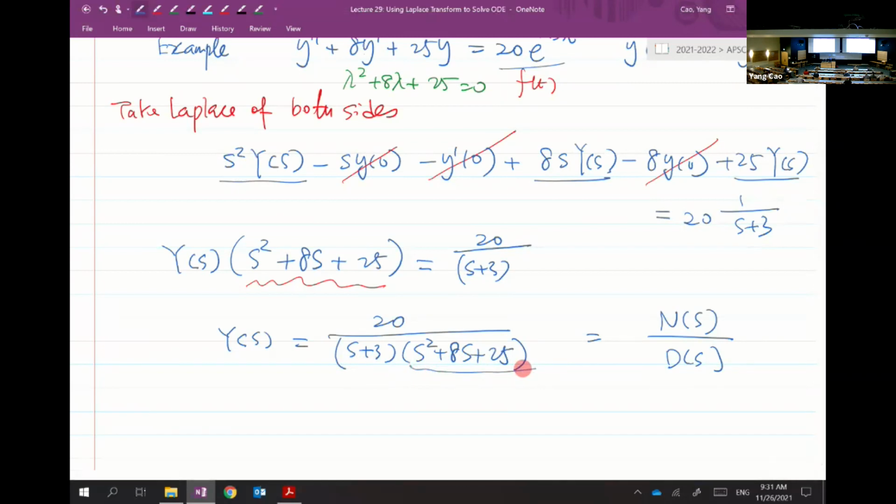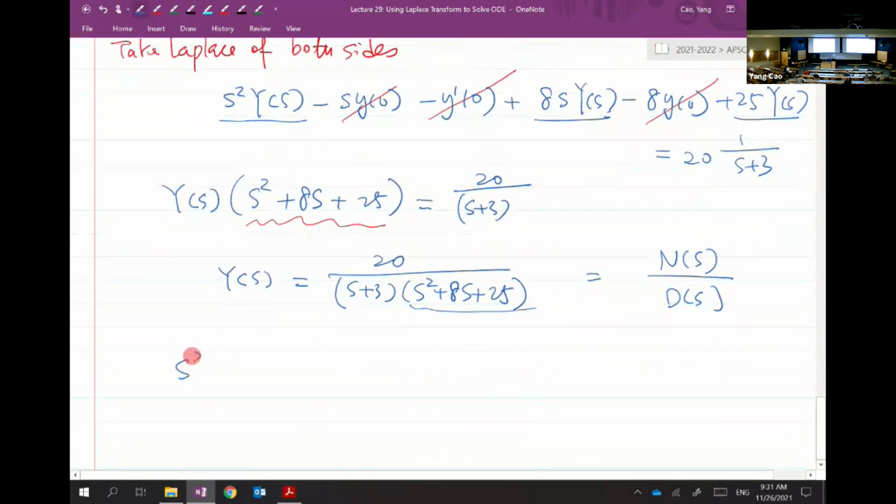So the question is associated with this quadratic, s squared plus 8s plus 25. Can I write it as a multiplication of two factors? And not only that, are the poles for each factor real, simple poles? That's the question. It's very easy to verify. Basically, you need to verify: if you set this equal to 0, what are the solutions, or what are the roots, or what are the poles?